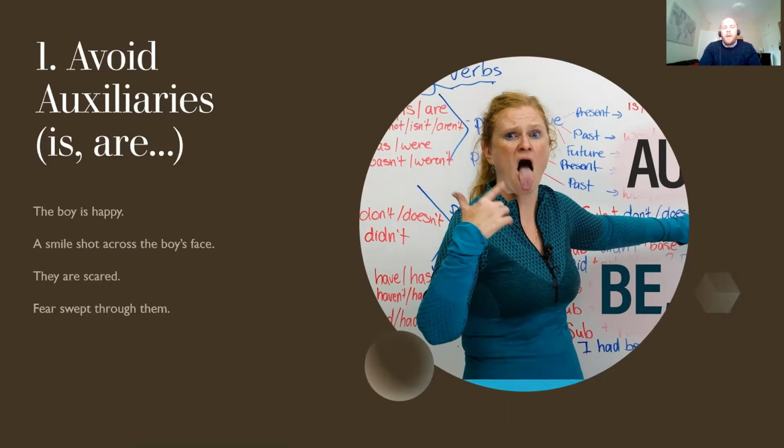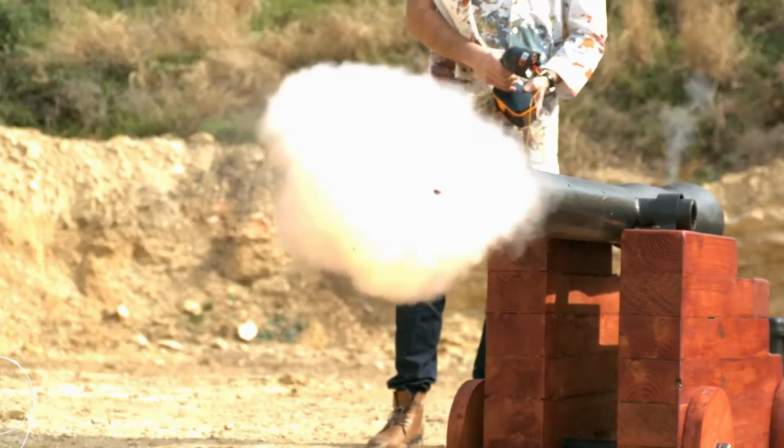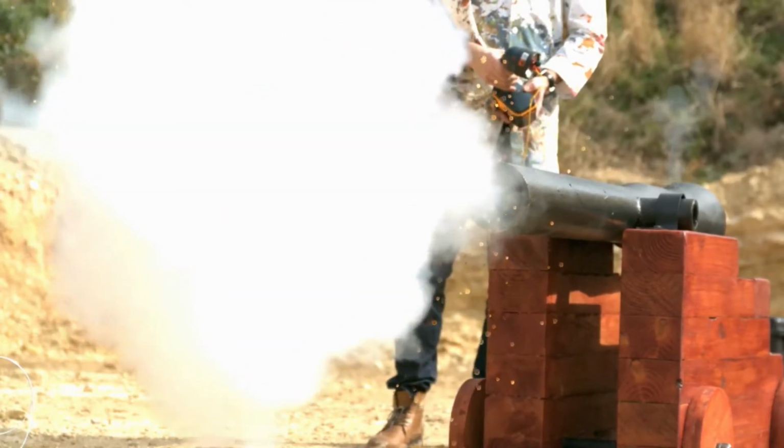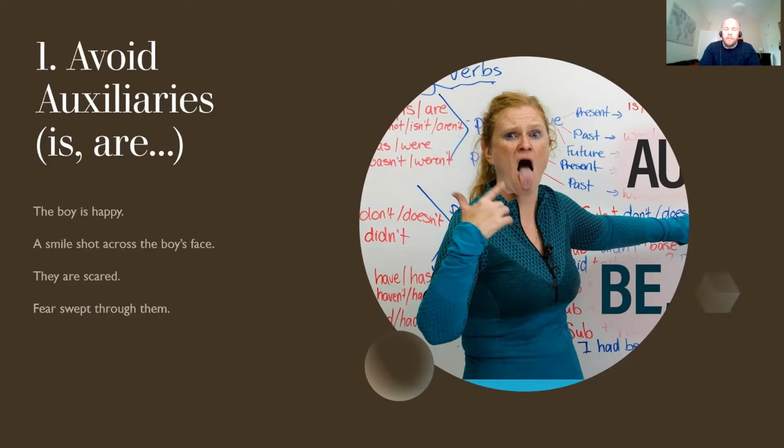So when we're writing, and this feeds into show not tell, this is very, very closely linked to show not tell. Rather than saying the boy is happy, we want to consider the verb more. So we can show the boy's happy by saying a smile shot across the boy's face. There, my subject is a smile. It's doing something. It's shooting, so it's shot, and across the boy's face. That prepositional phrase, it's shot across the boy's face.